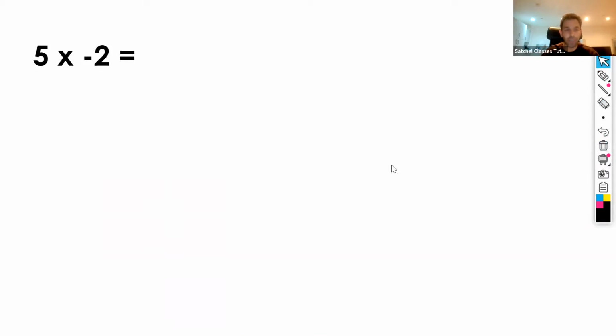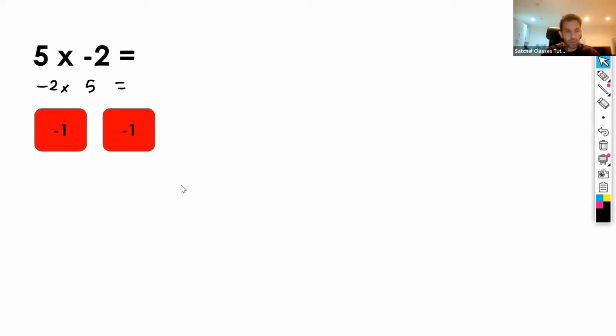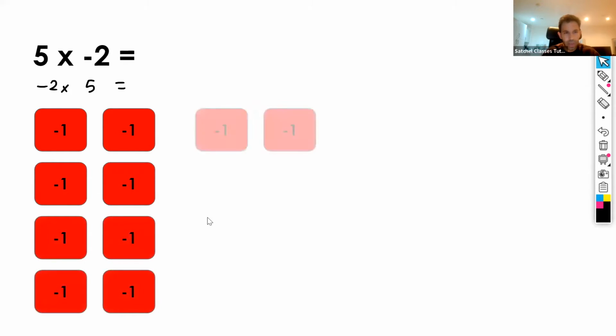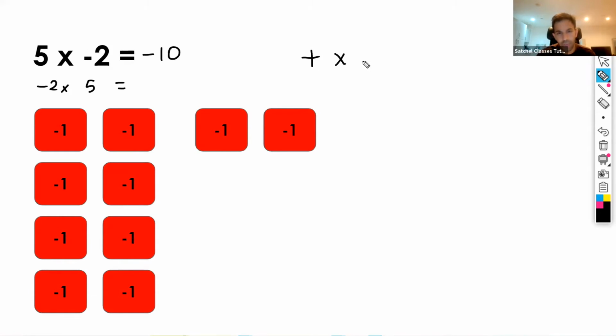So now 5 times -2. Now, whether it's -2 times 5 or 5 times -2, it doesn't matter. What we're saying is we want 5 lots of -2. So this is 1 lot of -2. This is 2 lots, 3 lots, 4 lots, and 5 lots. So now we have 1, 2, 3, 4, 5, 6, 7, 8, 9, 10. So we end up with -10 as our answer. So once again, we can see 5 times 2 is 10, but because it's a positive multiplied by a negative, our answer is negative.